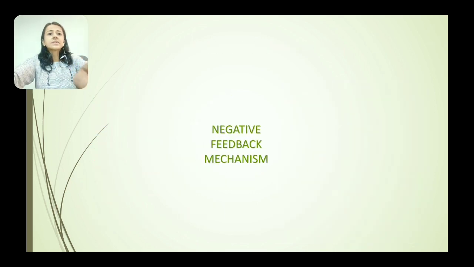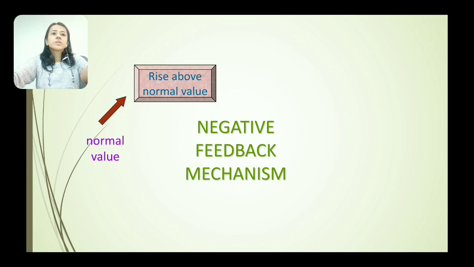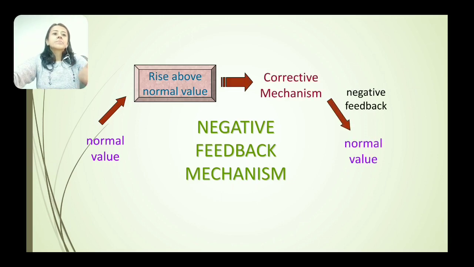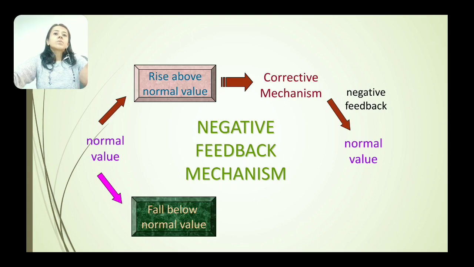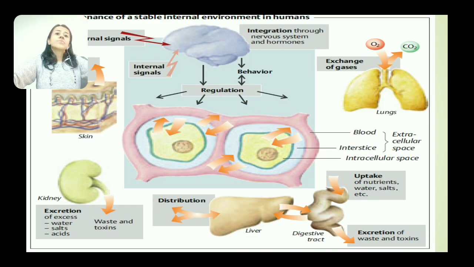You can see here in this diagram, this is the negative feedback mechanism. When the normal value rises above the normal, the corrective mechanism by negative feedback brings the value back to normal. In the same way, when the value falls below the normal, the corrective mechanism through negative feedback brings the value back to normal. And this way, various body systems work together by this feedback mechanism to maintain homeostasis.